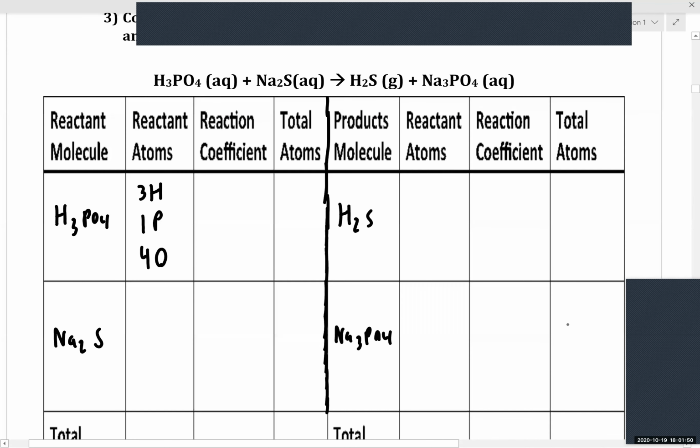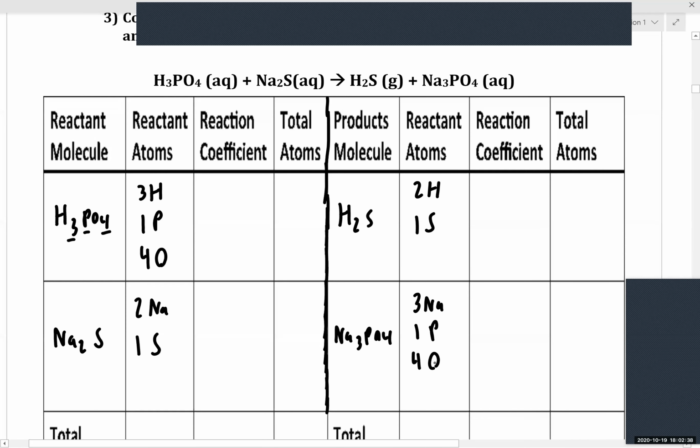Okay, perfect. So just as a recap, we have three hydrogens, one phosphorus, and four oxygens in phosphoric acid. We obtained these numbers from our chemical equation. In sodium sulfide, how many atoms of each element do we have? What atoms do we have in sodium sulfide? Two sodium. One sulfur. Exactly right. Likewise, in hydrogen sulfide, we have two hydrogens and one sulfur. And in sodium phosphate, we have three sodiums, one phosphorus, and four oxygens.